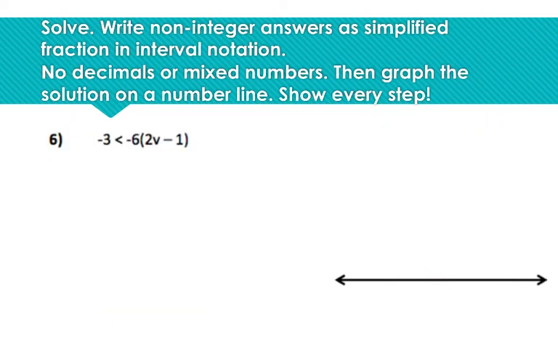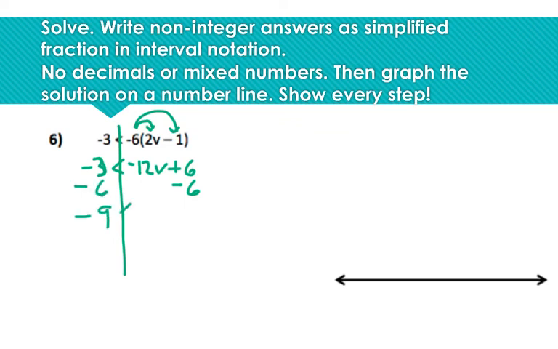Okay, number 6, negative 3 is less than negative 6 times 2v minus 1, so drawing our line down from our inequality sign, we're going to first distribute the negative 6. So negative 6 times 2 v's is negative 12 v's. Negative 6 times negative 1 is positive 6. So we didn't do anything to both sides, so inequality sign stays. Now we're going to subtract 6 to do the opposite of adding 6 to both sides. We get negative 9. Now this is subtraction, so not changing the inequality sign. And then we're going to divide by negative 12, since it's negative 12 times v.